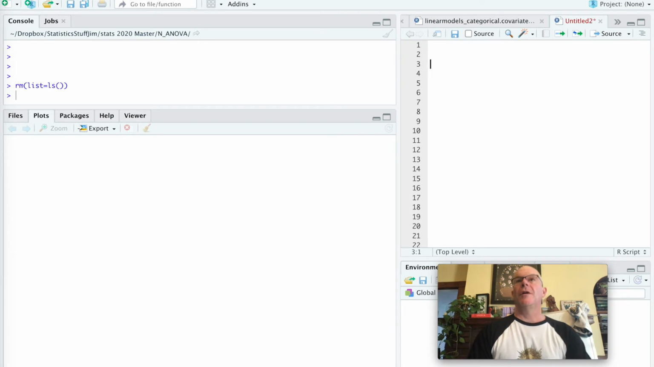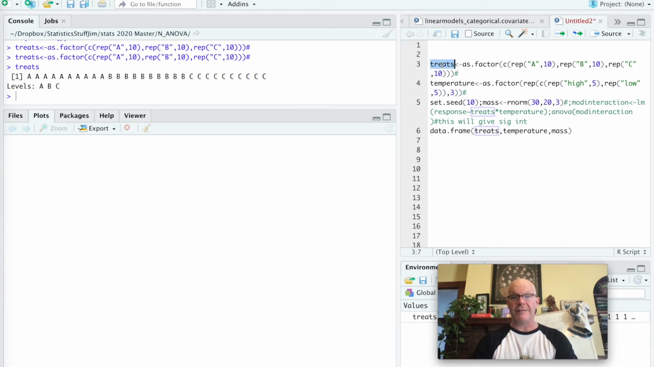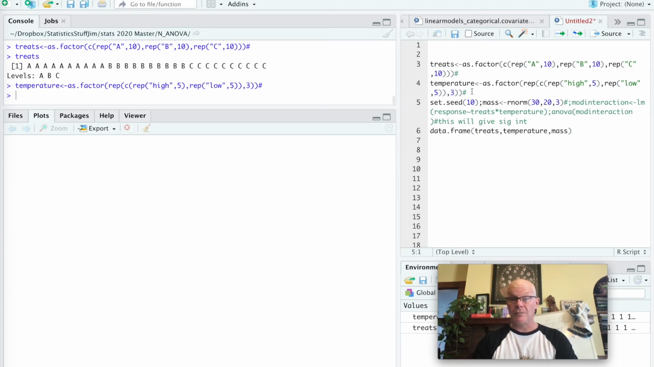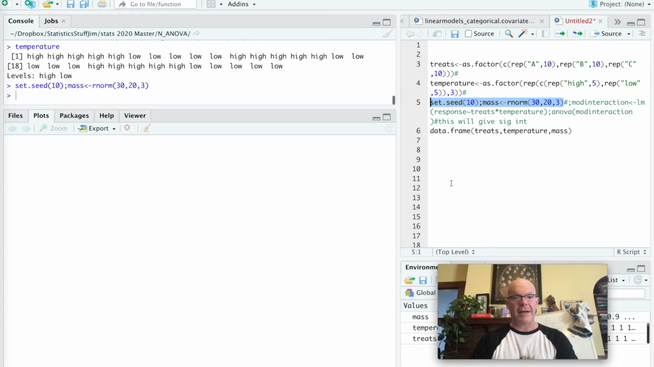Okay, so in the code that you all have, I am basically simulating data, right? So I'm going to create a vector called treats, where I'm going to have 10 replicates in treatment A, 10 replicates in treatment B, and 10 replicates in treatment C. So it might look something like that. There's my 3 levels, A, B, and C. And then I will also have temperature, high and low, like that. And then because I'm going to set the seed, I know exactly what the answer is going to be, and you guys will all get the exact same answer. I'm going to just simulate some data.